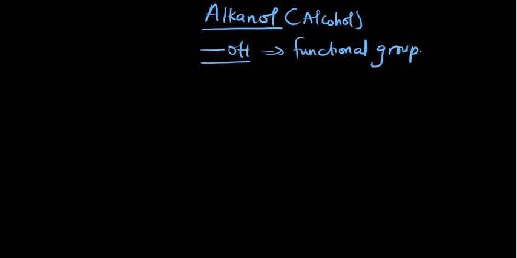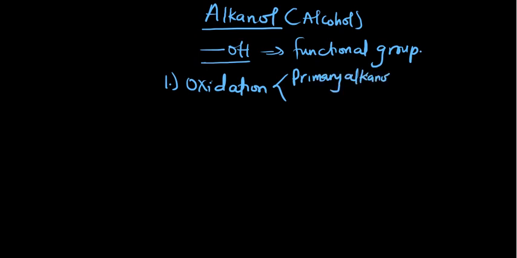So which reaction do they undergo? Their first reaction is oxidation. What happens in oxidation? Oxidation leads to formation of, let me tell you, primary alkanol. Their partial oxidation gives us alkanal. Their full oxidation gives us alkanoic acid.